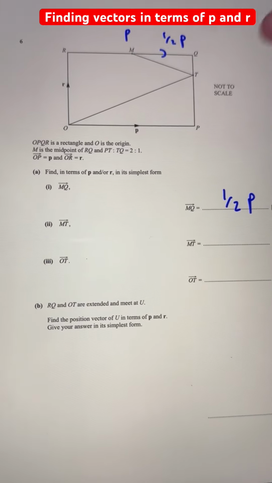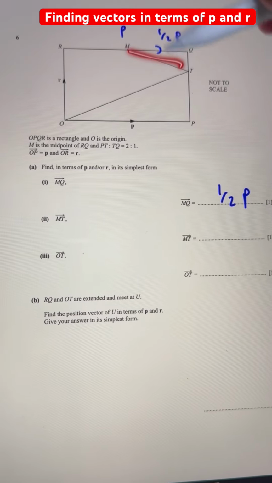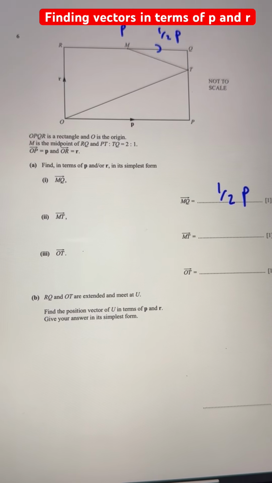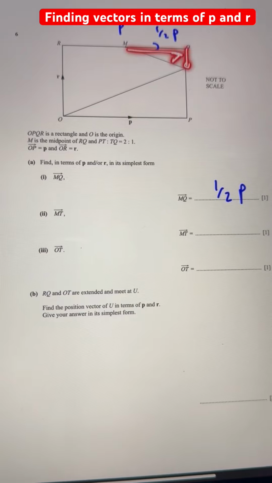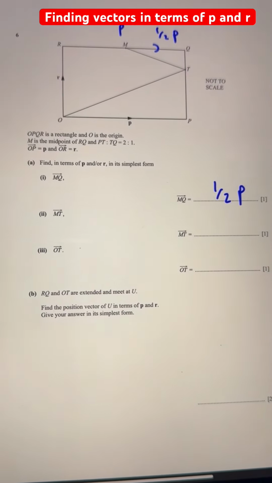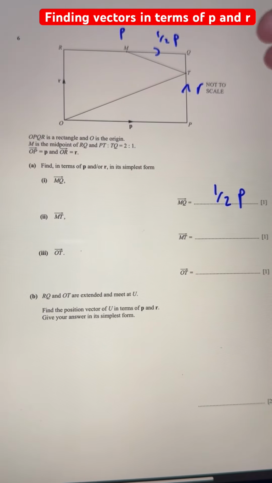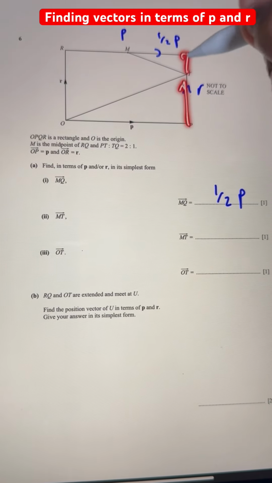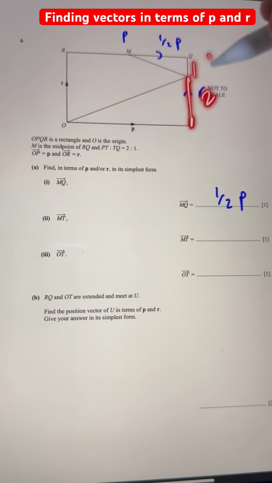Now part 2 is MT. Well, we know that MT is equal to MQ plus QT. How do we find QT? Because we already have MQ. We know that PQ is the same as OR, so this is simply R. And that's equal to PT plus TQ, and this is in the ratio 2:1.